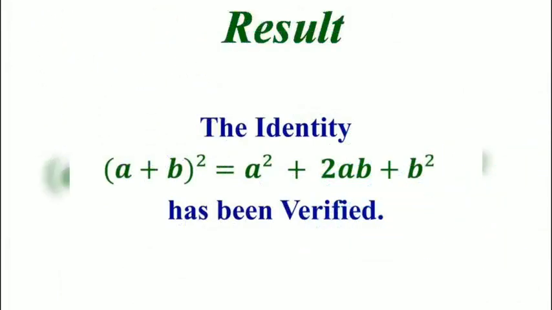So what result did we get from this activity? That the identity (a + b) whole square is equal to a square plus 2ab plus b square. So this has been verified geometrically.